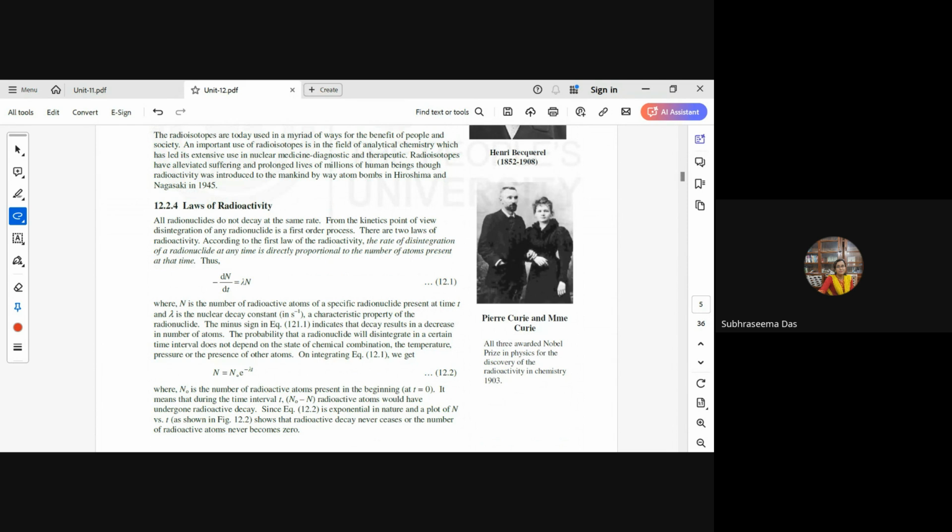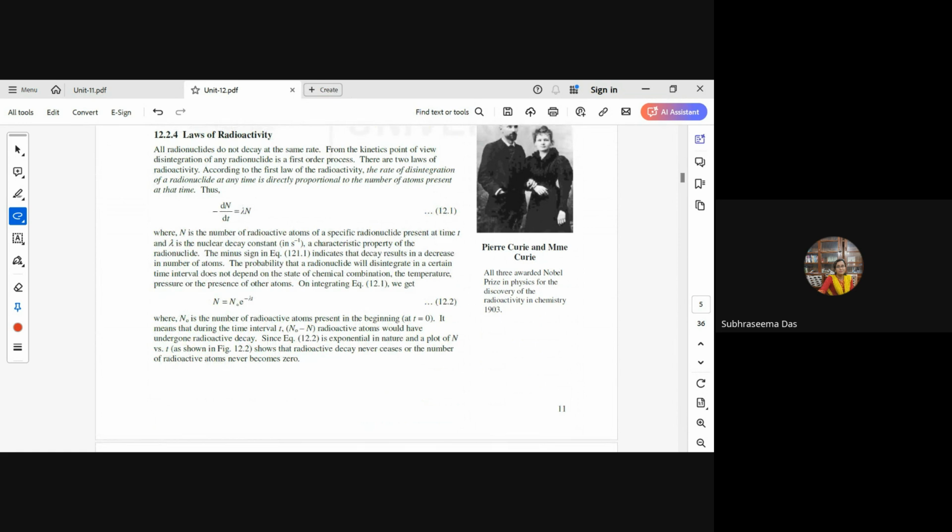Now coming to the laws of radioactivity. All radionuclides do not decay at the same rate. Looking at the kinetic laws, there are two laws of radioactivity. According to the first law, the rate of disintegration of a radionuclide at any time is proportional to the number of its atoms present at that time. That is given as minus dN by dt is equal to lambda N, where N represents the number of radioactive atoms at a particular time t, and lambda is the decay constant, which is characteristic of the radionuclide.